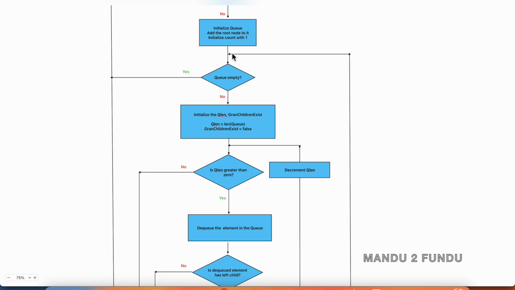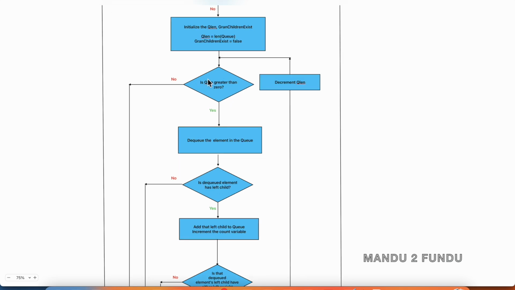Next, we check whether the queue is empty. This is the beginning of the outer loop. This outer loop prepares the data for traversing the current level, like the number of elements to be processed for that level. Whenever we enter the outer loop, we initialize the queue length to the current number of elements in the queue, and then we initialize the grandchild exists boolean to false. Then we enter the inner loop. Here we check whether the queue length is greater than 0.